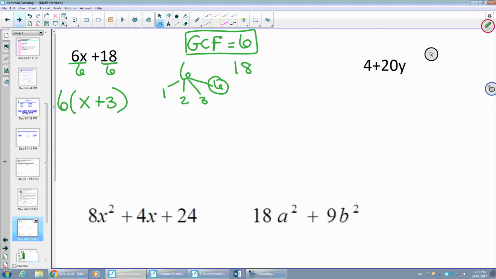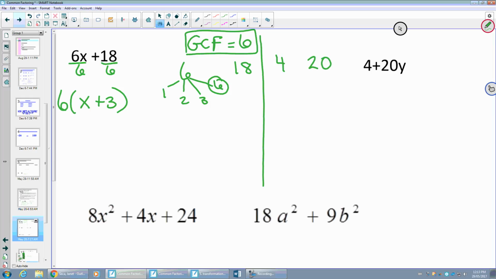Okay, the next one here, again, I have two numbers, 4 plus 20y. So again, I want to find my greatest common factor. So again, here I will write out my two numbers. I'm actually going to write it maybe to the left just because I have a little bit more space. You can write it wherever you have enough space. So I have 4 and I have 20.